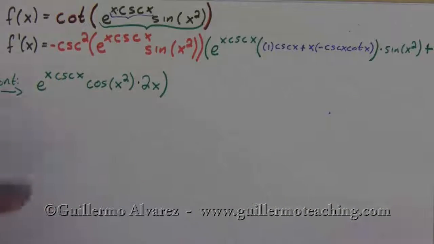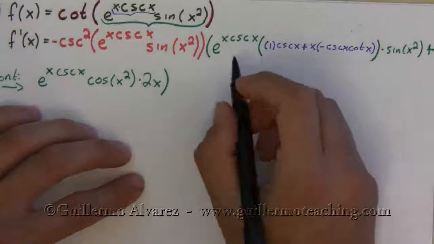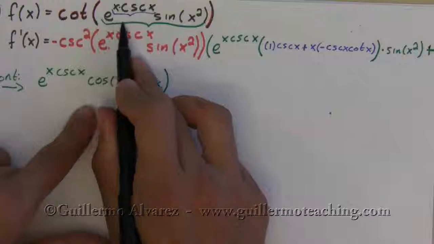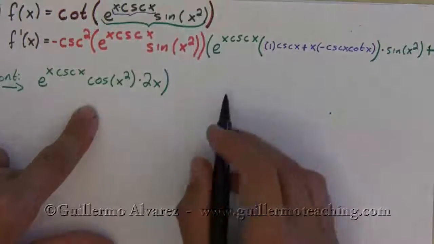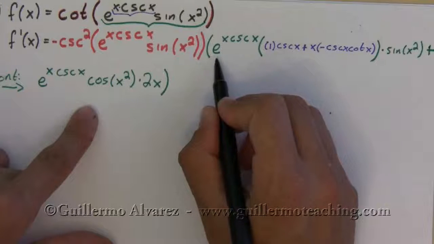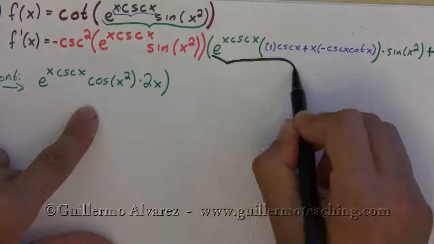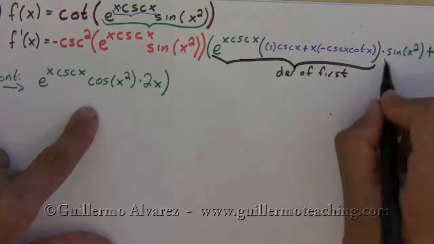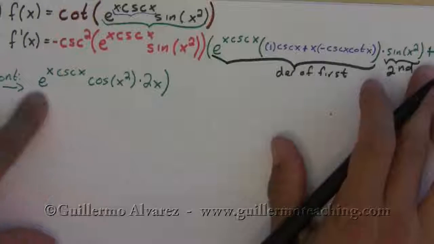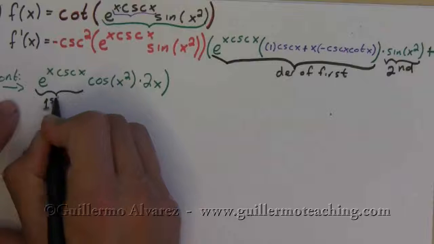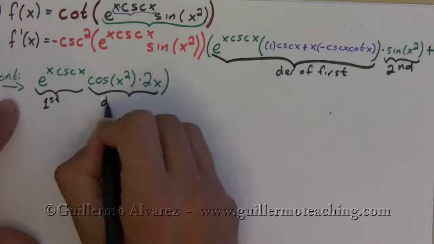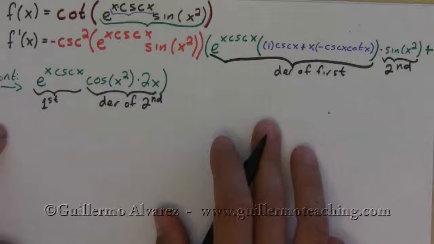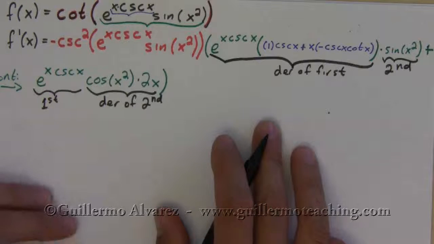So let's go back a little bit and revisit. All of this green writing is the product rule inside of here. And so what this is, is the derivative of the first times the second, leaving it alone, plus the first, leaving it alone, times the derivative of the second. And that's the product rule, right? And now that's it. We're done.